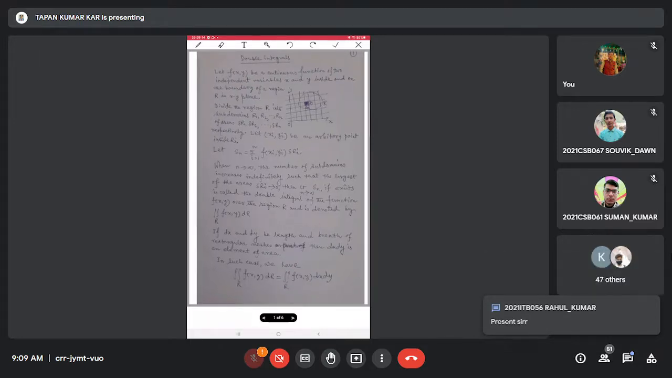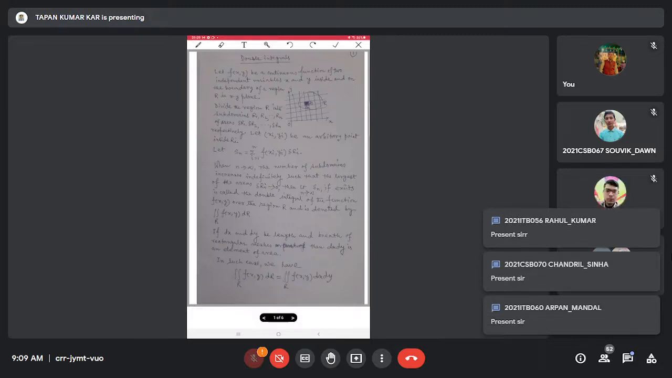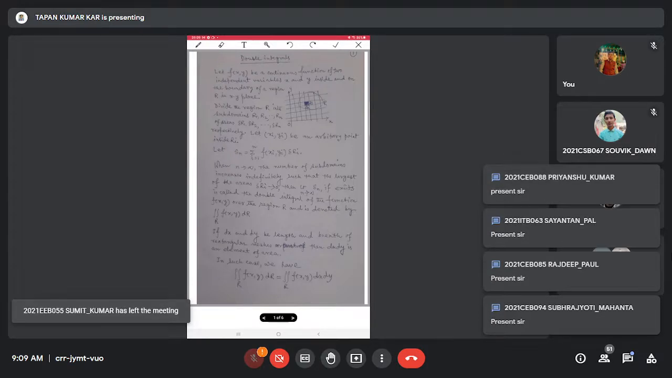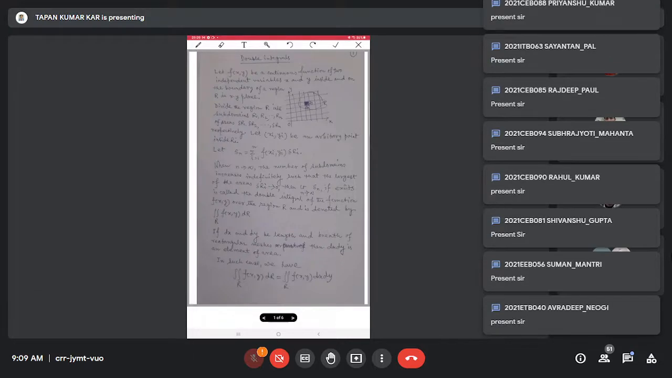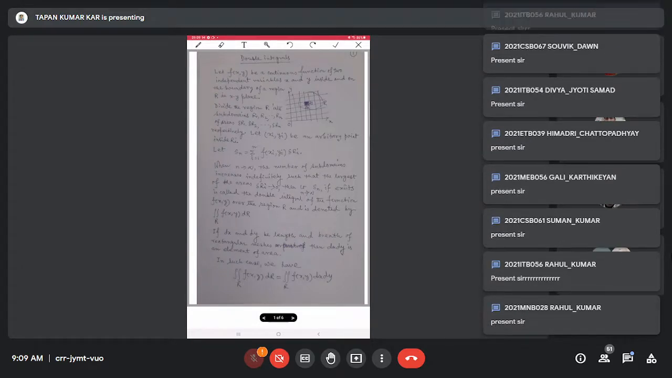Okay. So today, as I told you, I will discuss the double integral. In fact, it is the multiple integral, and we start with the double integral. If possible, a few examples will be given later on triple integral, but mostly we will discuss the double integral.